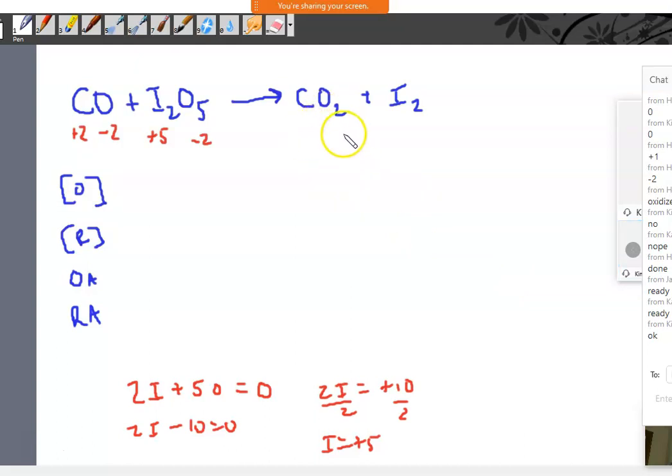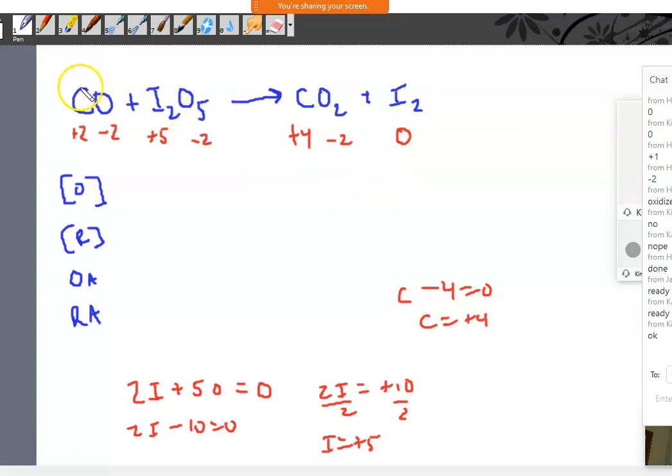Now on the other side, I do the same thing. This oxygen is -2. This carbon is going to have a +4, because the overall charge up here is 0. If I had a charge up there, I would say what the charge is, like a -2 or something. But I don't have a charge, so we assume it's 0. So carbon equals +4. And then my I2, this is the elemental state of iodine. Remember, iodine is one of the diatomic molecules, so this has an oxidation state of 0.